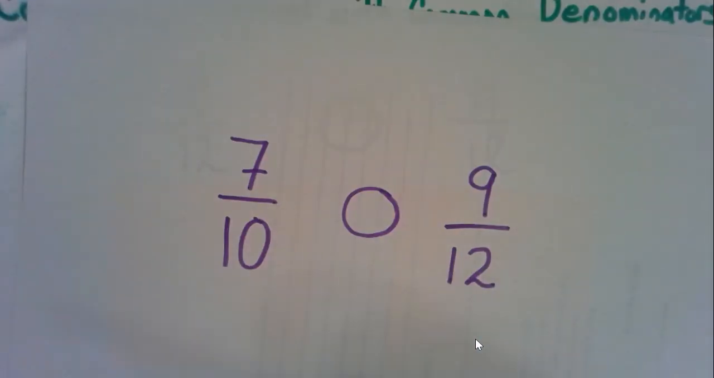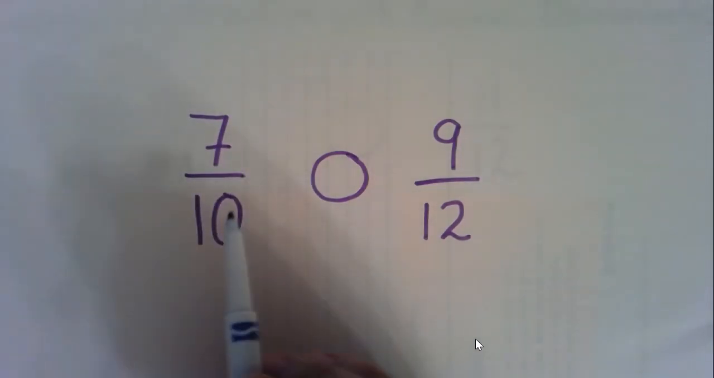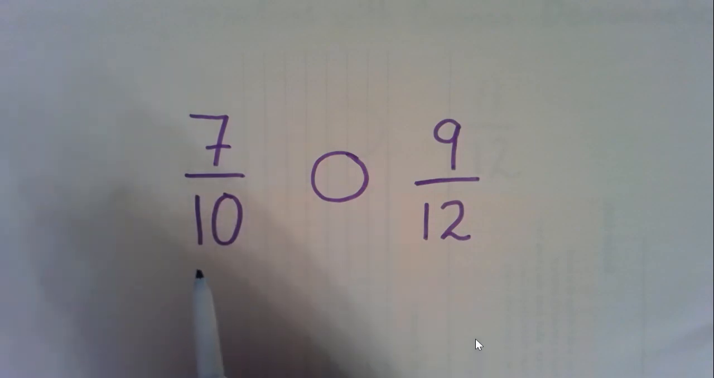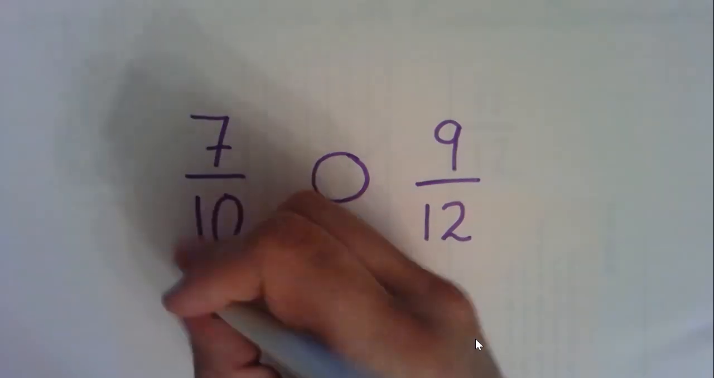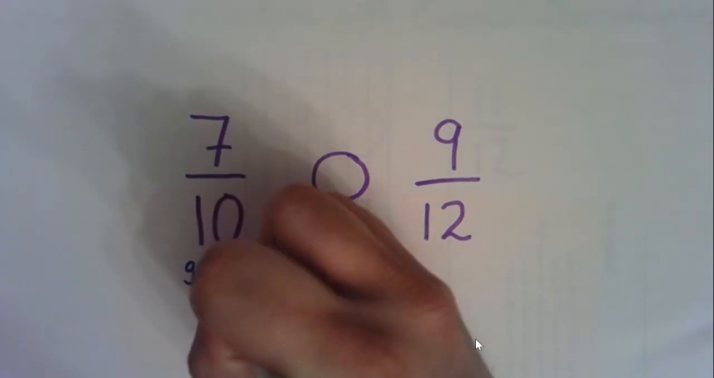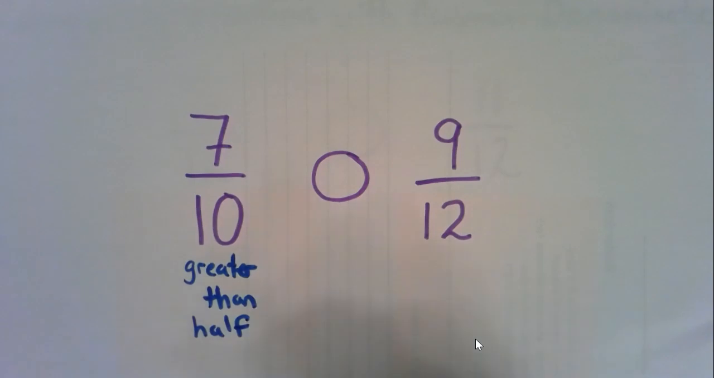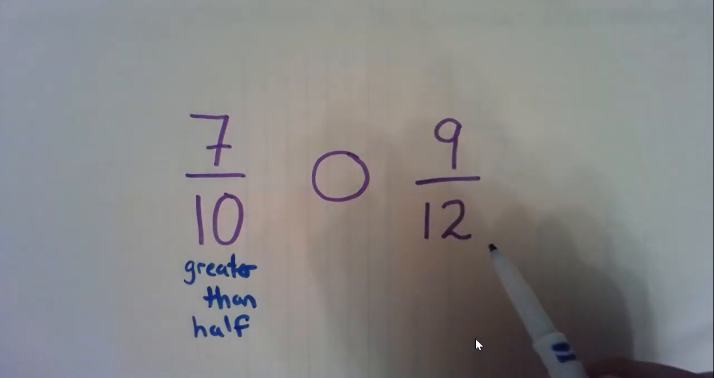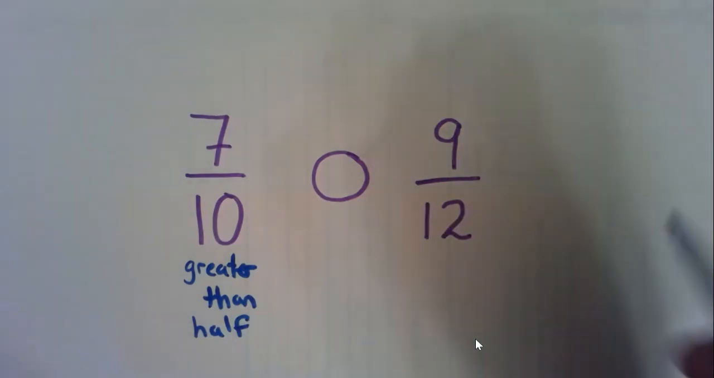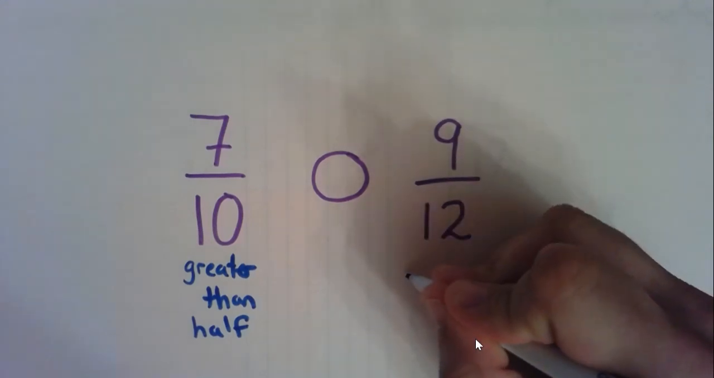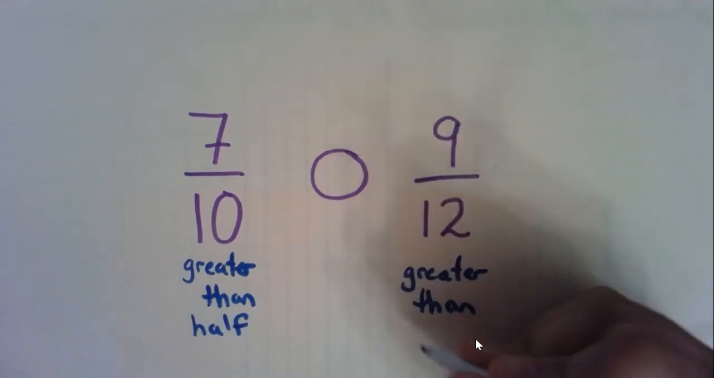We learned that that strategy isn't always going to help you. For example, a fraction that's equivalent to 1/2 with a denominator of 10, well, that's going to be 5/10. 7/10 is greater than that. So we know 7/10 is greater than half. And 9/12, a fraction equivalent to 1/2 with a denominator of 12, well, that's going to be 6/12. 9/12 is greater than 6/12. So we know that 9/12 also is greater than half.